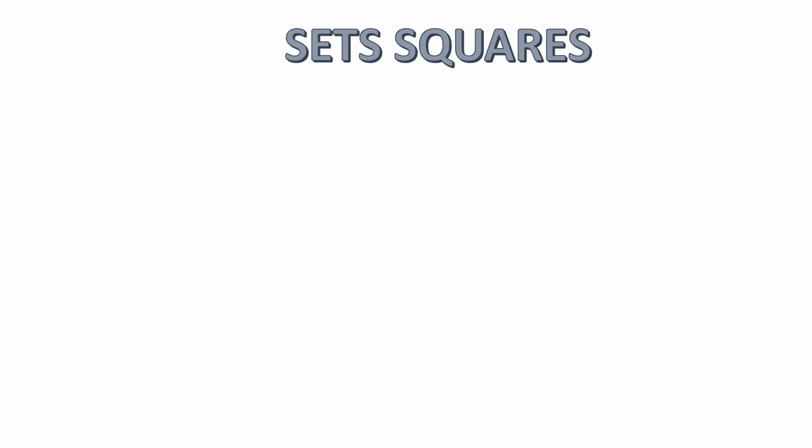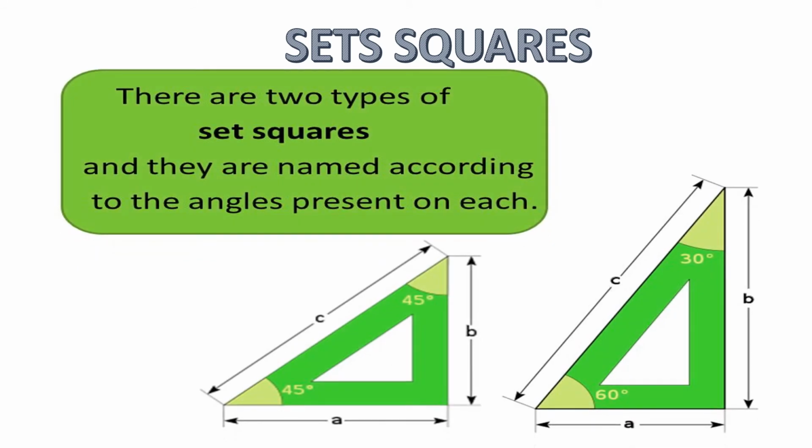Then we are going to learn about set squares. There are two types of set squares and they are named according to the angles present on each. So in your geometry box, there are two types of set squares. The angles are 45 degree, 45 degree, and a right angle 90 degree. The other one is 30 degree, 60 degree and 90 degree.